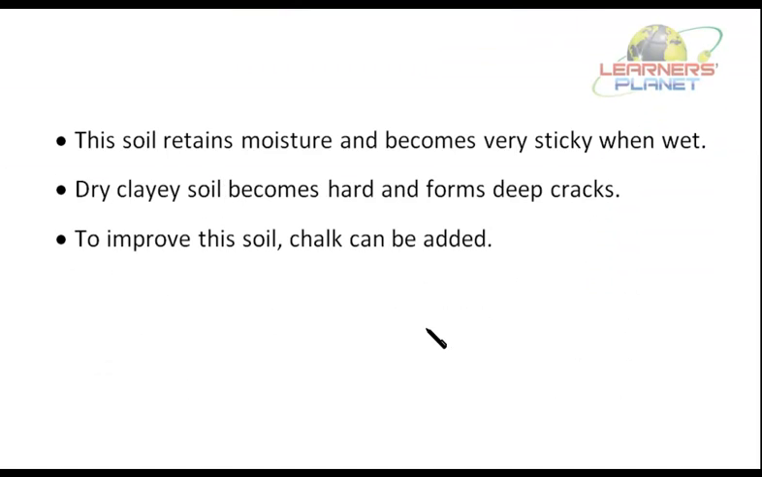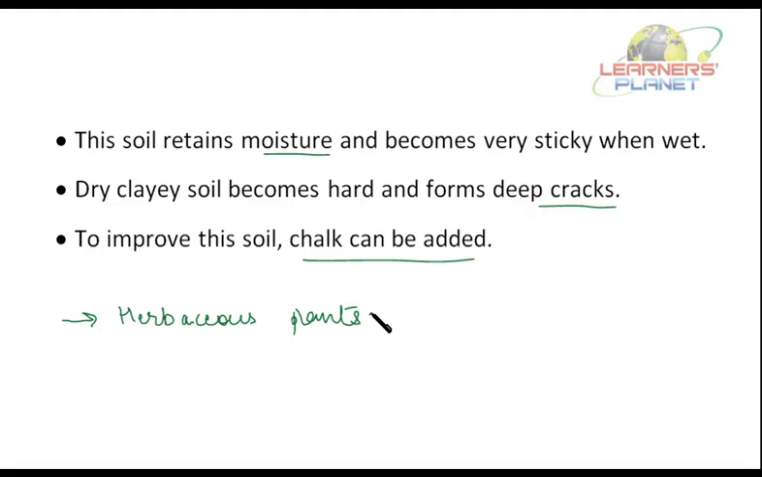Other characteristics of this soil is that this soil retains moisture and it becomes very sticky when wet, as we discussed, and dry clay soil becomes hard and forms deep cracks, as we saw in the picture. To improve this soil, chalk can be added to this soil. For example, herbaceous plants, shrubs, and different types of trees grow in this type of soil.